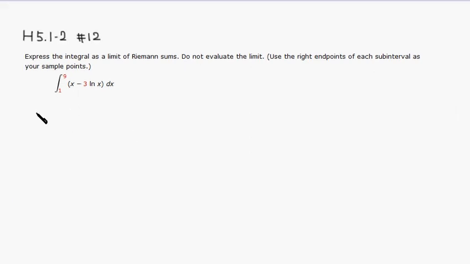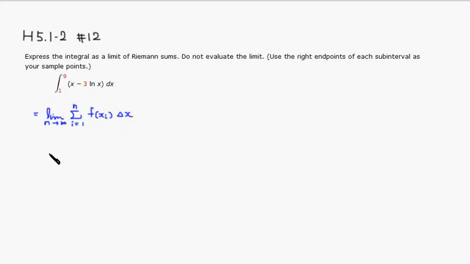We know that this is going to be a limit. We're getting greedy, so we send the number of rectangles to infinity. Then the summation, so you have n rectangles, and usually it starts from i equals 1 to n. Then remember that this is going to be f of xi times delta x.